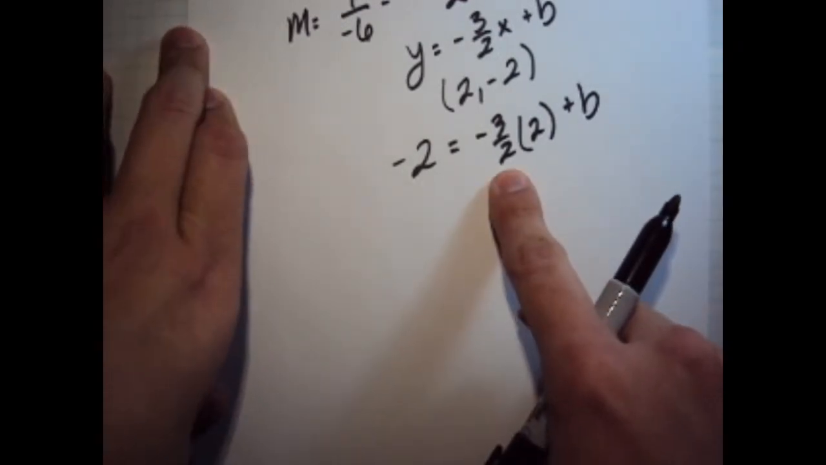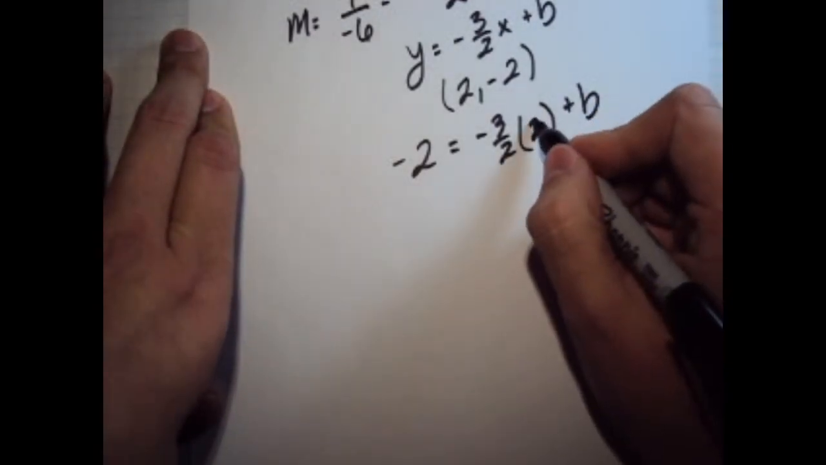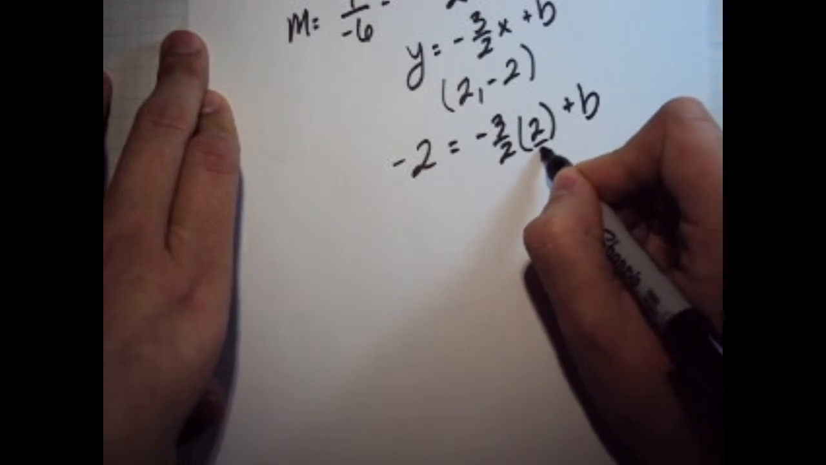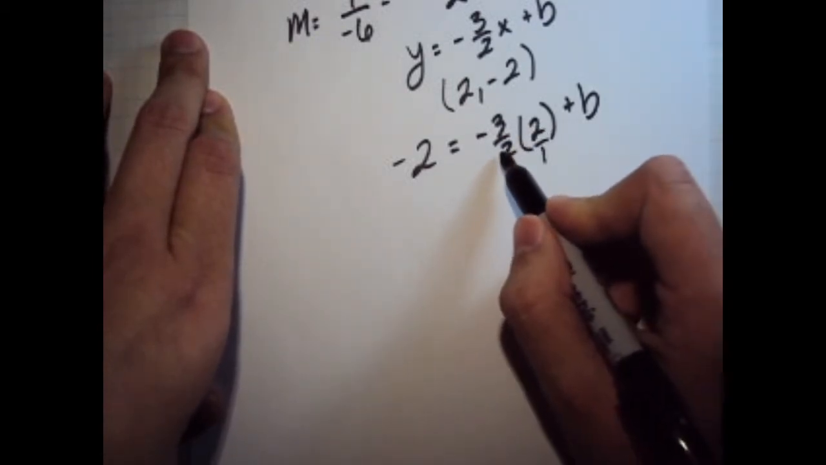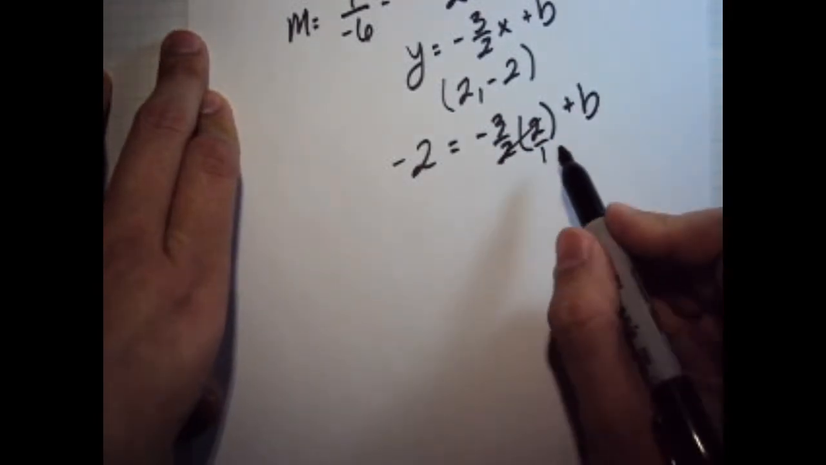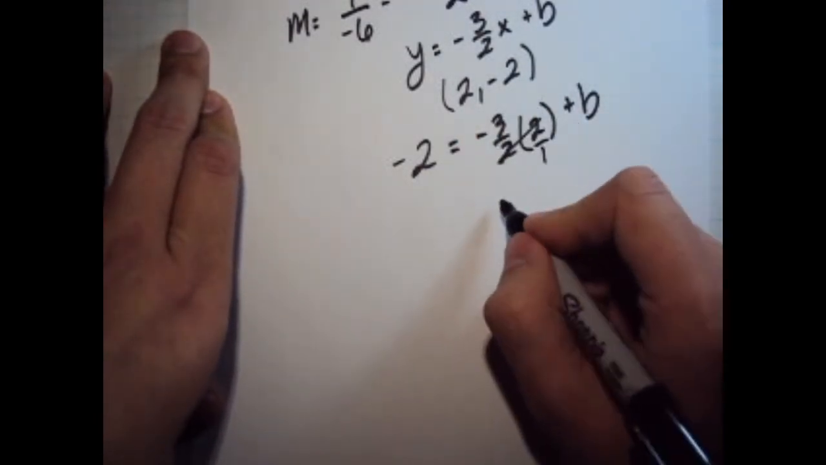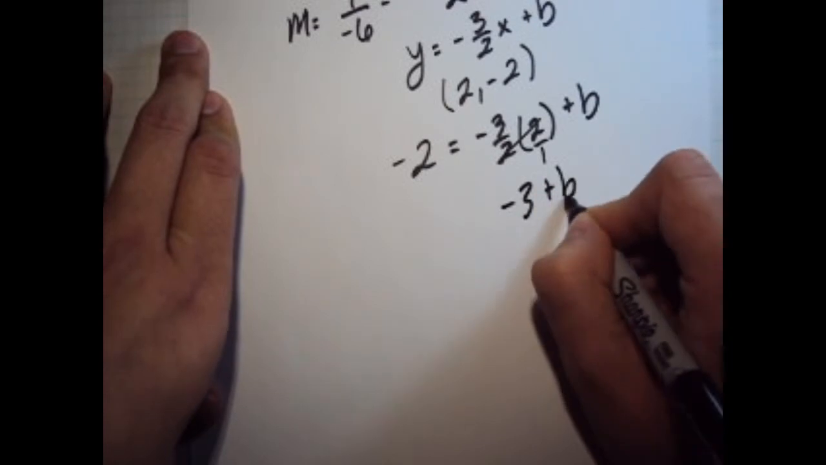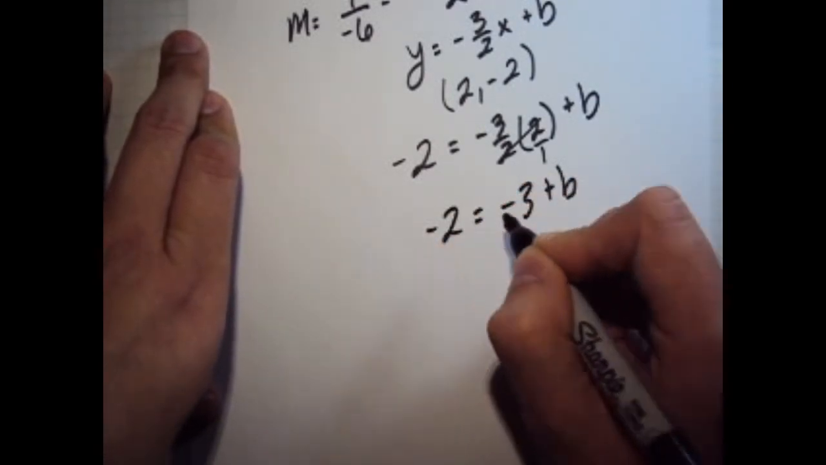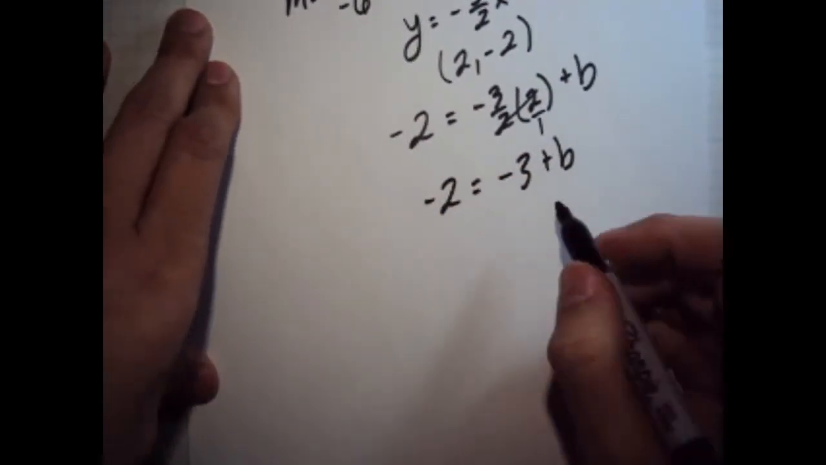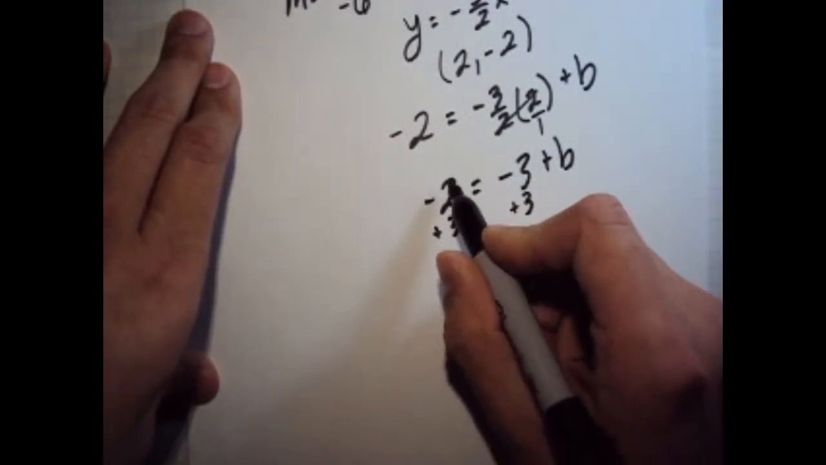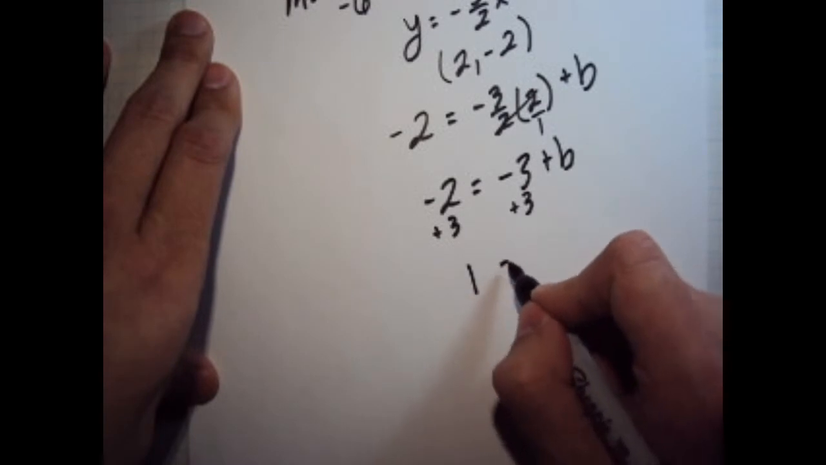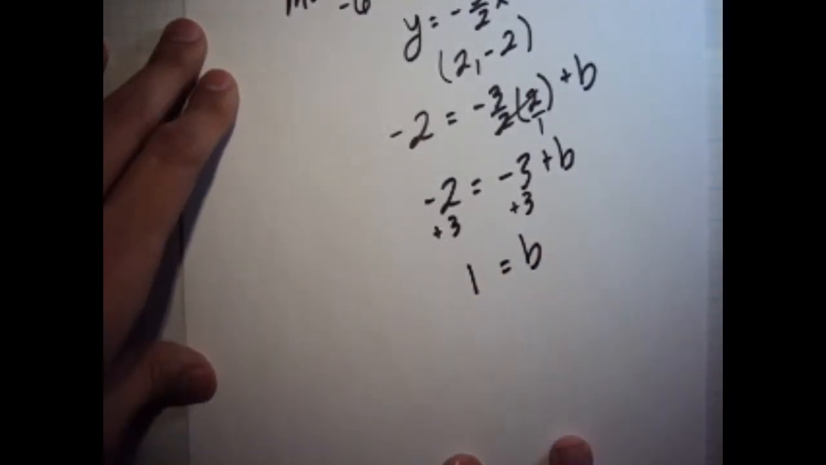Okay, so negative 3 halves times 2. These 2's cancel out, because really this is 2 over 1 is my fraction, so this is on the top, this is on the bottom. So they have a common factor, they cancel out. So this just leaves us with negative 3 plus b on the right-hand side, and negative 2 is still over on the left. So we're going to add 3 to both sides, and that gives us 1 equals b. So we're not finished yet.